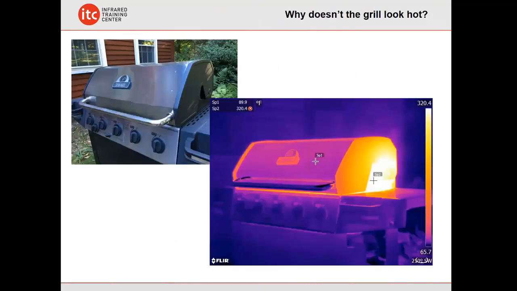Probably the biggest thing for thermographers that we encounter are issues with emissivity. Not all objects radiate heat the same. Emissivity is the efficiency with which an object can radiate that thermal energy. And why does the grill look so cold here? It's really not. It's actually the same temperature.